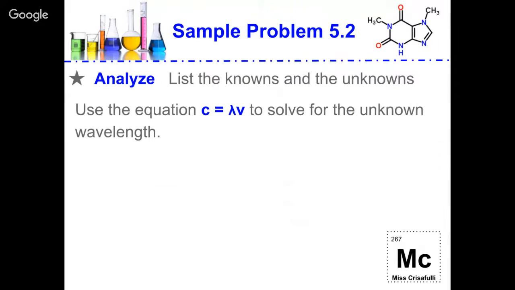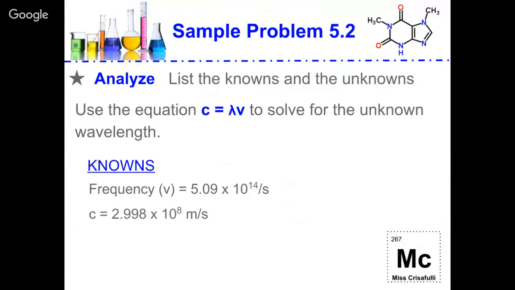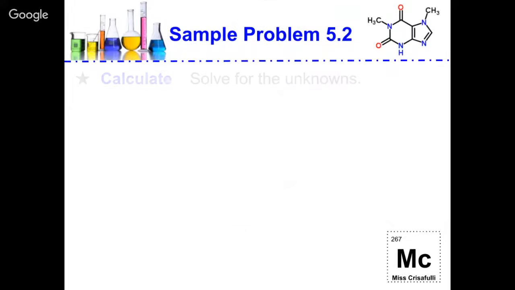So we know that we're going to have 3 steps. We're going to use the equation c equals lambda nu to solve for the unknown wavelength. So we know frequency, we know c, which is our speed of light constant, 2.998 times 10 to the 8th meters per second. And we don't know wavelength, and we're going to solve for that in meters because as you can see, both of our knowns have seconds as units, so we're going to be able to cancel those.